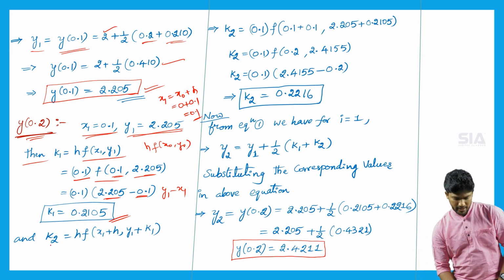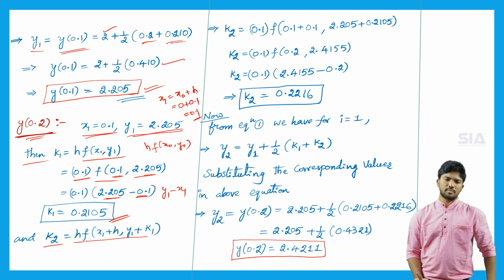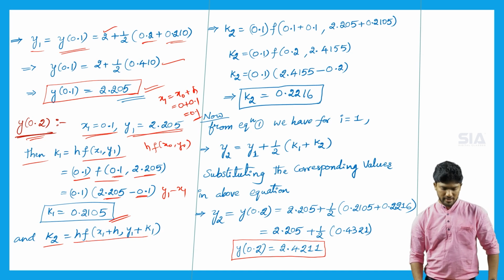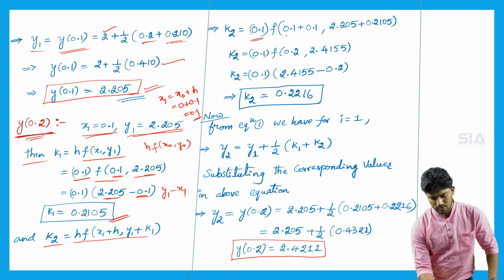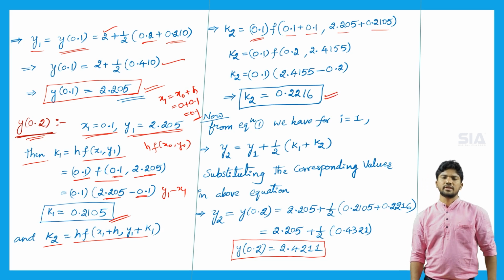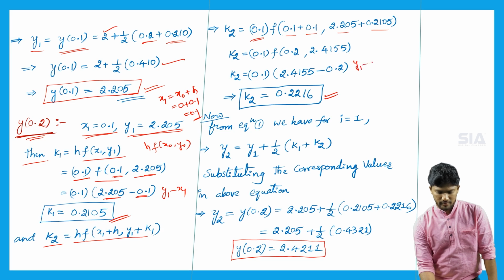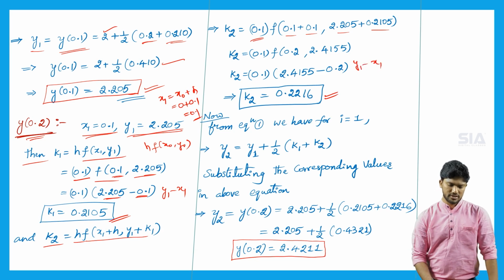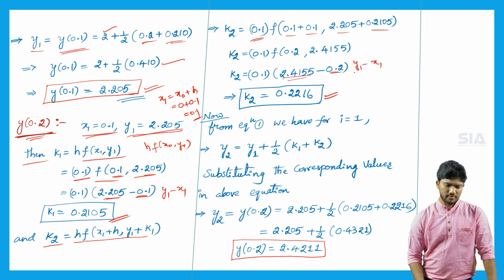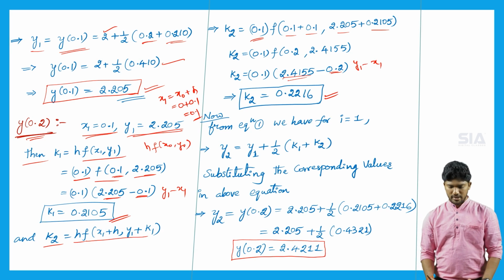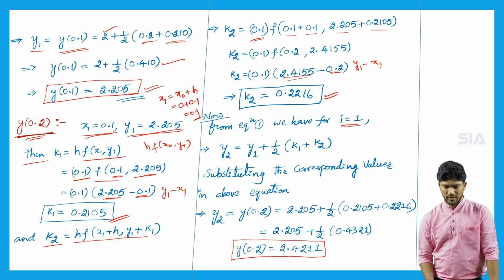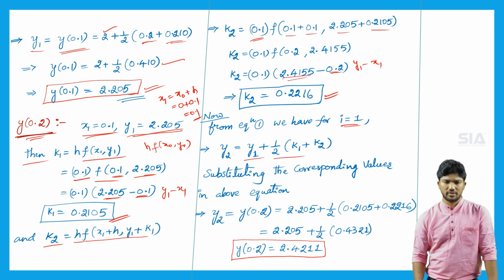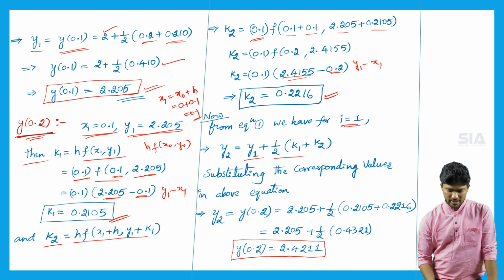Next, similarly k2 is h of f of x1 plus h comma y1 plus k1. Substitute the corresponding values and simplify, then you will get k2 is equal to 0.2216. Here also you get the function value y1 minus x1. Now from equation number 1, for i is equal to 1, y2 is equal to y1 plus 1 by 2 of k1 plus k2. Substitute the corresponding values.